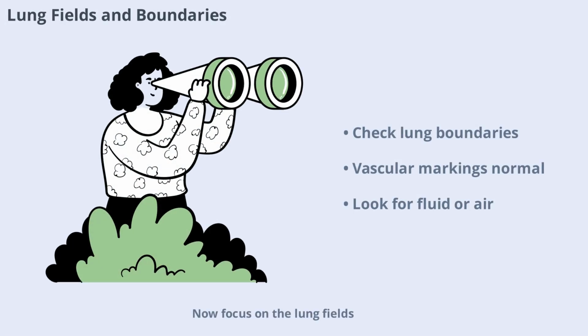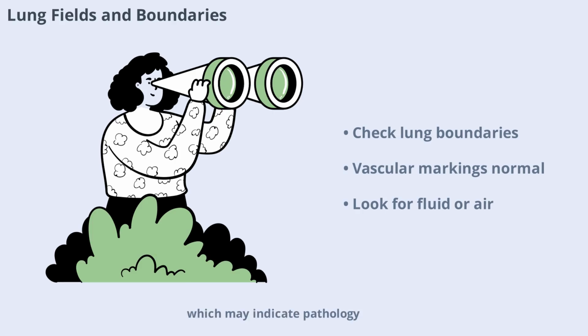Now, focus on the lung fields. Ensure the lungs are in contact with the chest wall and diaphragm. Vascular markings should be faint and branch out toward the periphery. The lung fields should not be completely black. Subtle vascular patterns are normal. Look for any signs of fluid, white areas or air, black areas, pleural thickening, or abnormal densities.